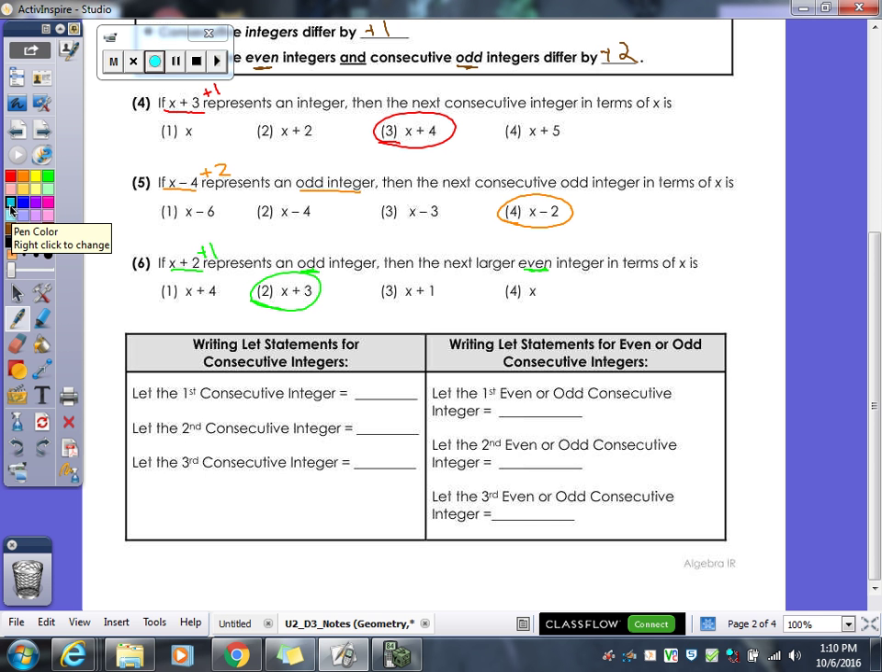So when it comes to our word problems, our let statements will go as follows. If they're just talking consecutive integers, it would be x, x plus 1, x plus 2, because consecutive integers just go in order, even, odd, even, odd, even, odd. They want the consecutive even or odd integers, though. Those would go x, x plus 2, x plus 4, x plus 6, x plus 8 if you had to keep going.